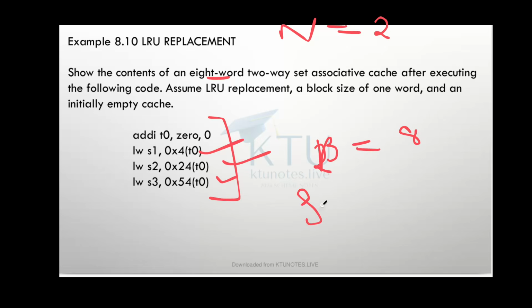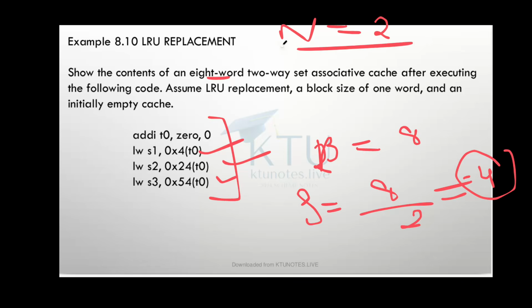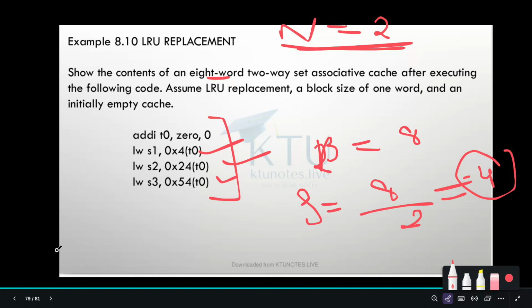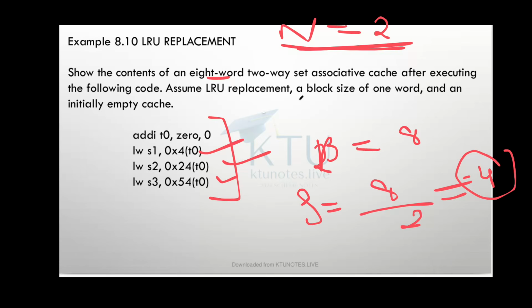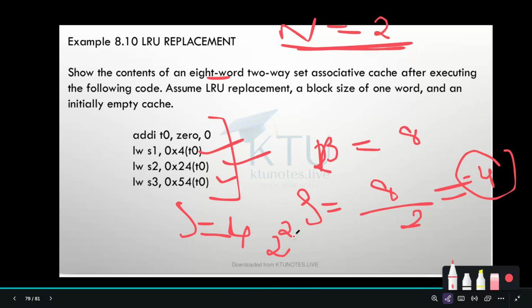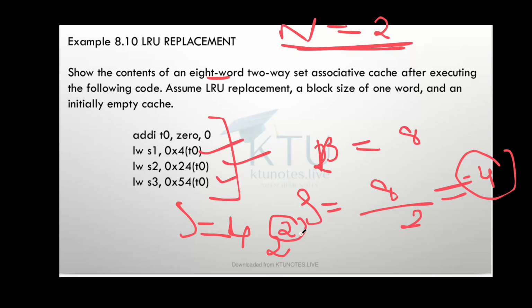So the number of sets would be 8 divided by 2, that is 4 sets. N equal to 2 means 2 ways will be there in each set. Now we have understood how it is. This is a two-way set associative cache and the number of sets is 4. If the number of sets is 4, it is 2 raised to 2, so the set index bits would be 2.